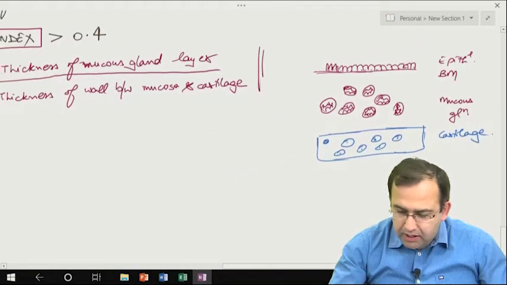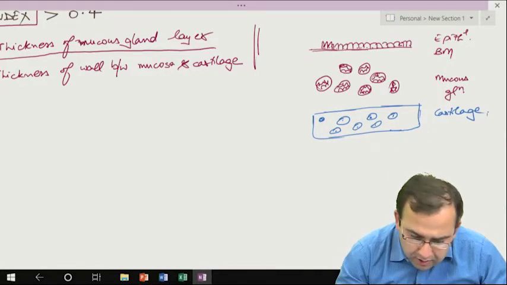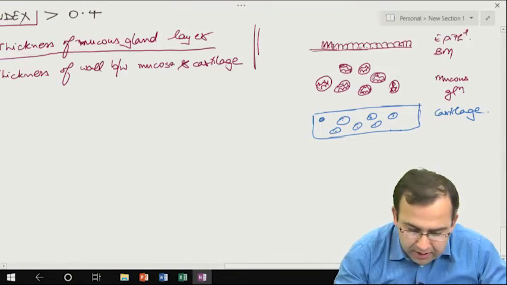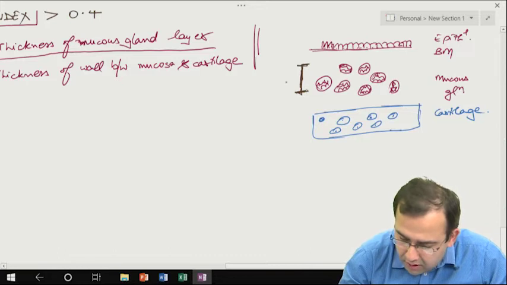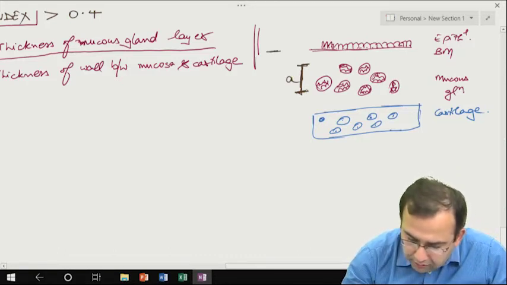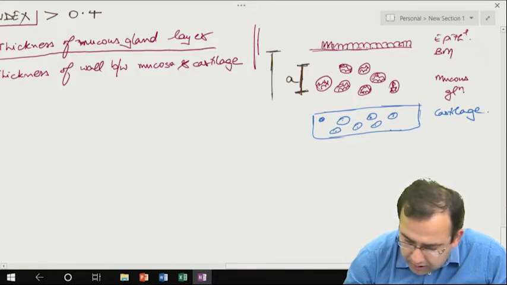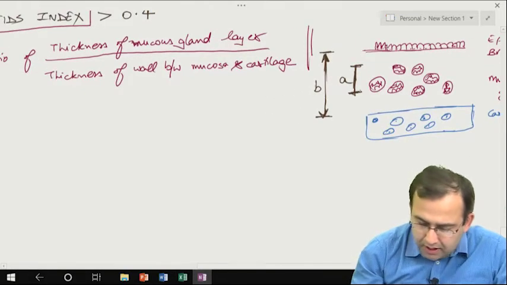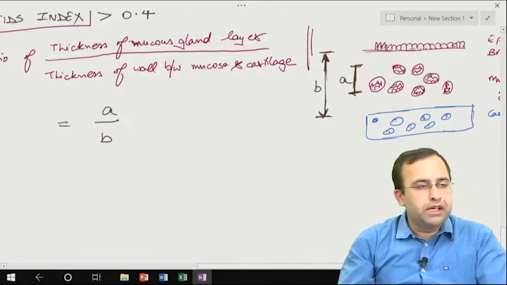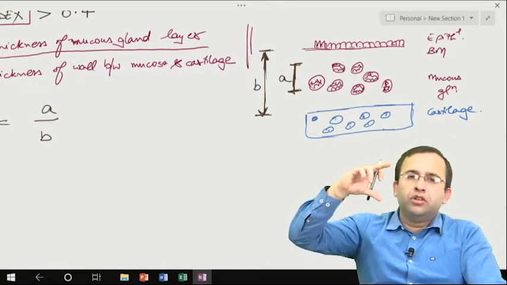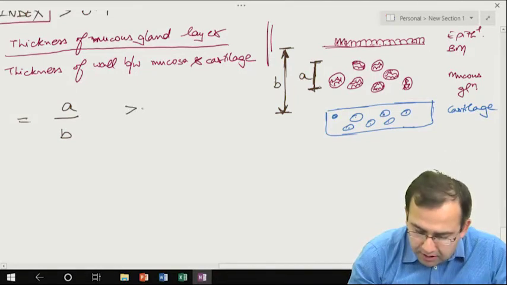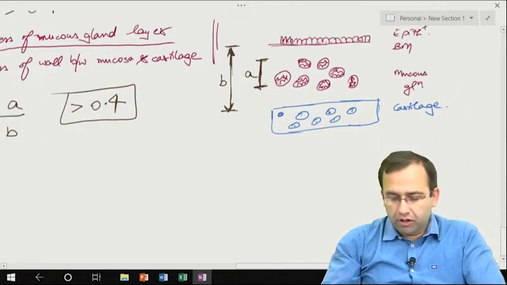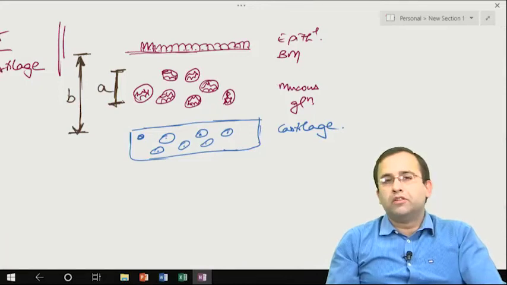So Reed's index is the ratio of the mucus gland layer, that is this one, to the thickness of wall between mucosa and cartilage, that is this. So Reed's index is A divided by B. Mucus gland hyperplasia takes place, so Reed's index is more than 0.4 in chronic bronchitis.